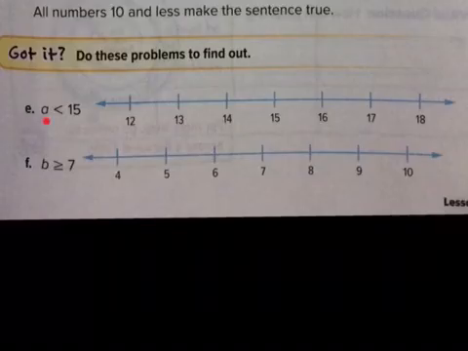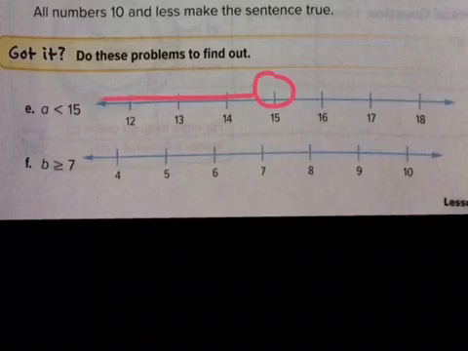Okay, let's try this. We have a is less than 15. Here's 15, so I'm just going to draw a circle around 15. And it's less than 15, so it's anything in this direction. I'm not coloring inside the 15 because it doesn't say less than or equal to 15. It just says it's less than. So it can be anything below 15.